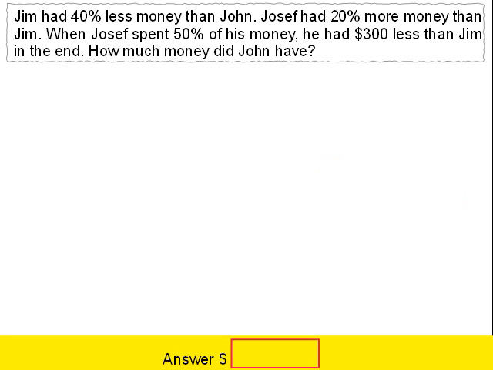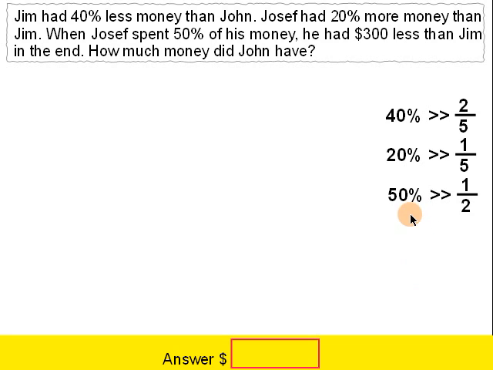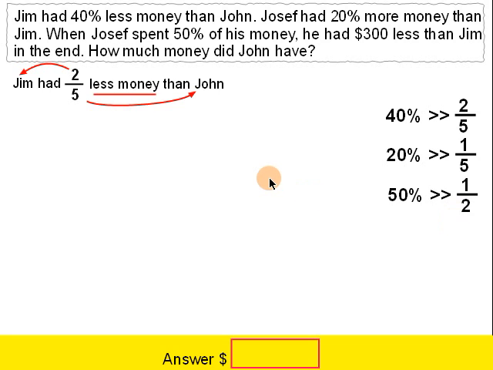Firstly, let's pull out all the percentages. Firstly, 40% is equivalent to 2/5 in fractions, 20% is equivalent to 1/5, and 50% is equivalent to half or 1/2. Alright, so the statement that says that Jim had 40% less than John can be expressed as Jim had 2/5 less money than John, which means to say that if we give John 5 units, Jim would have 2 units less, that means Jim would have only 3 units.